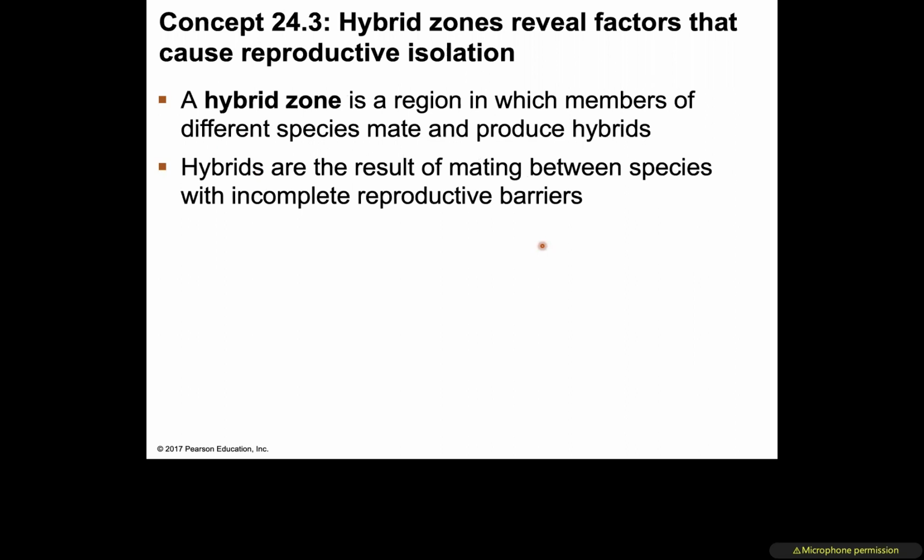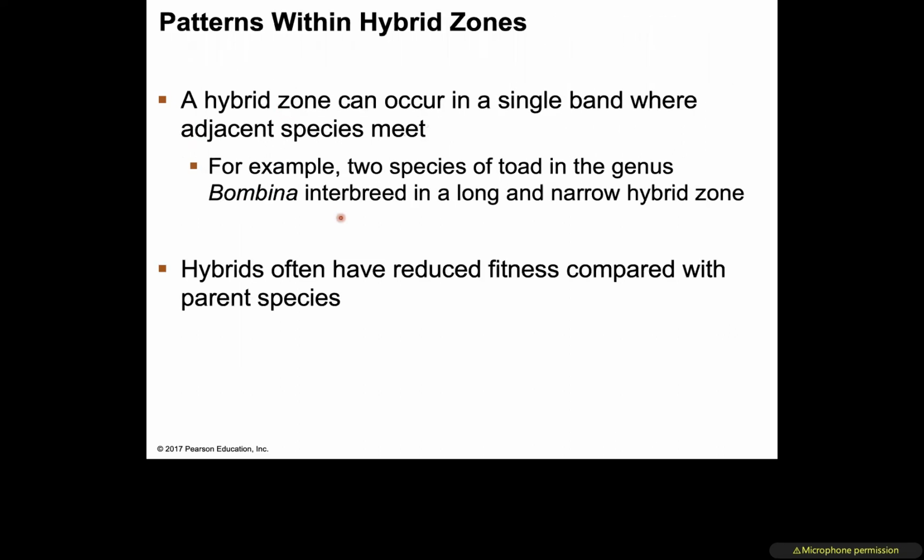So the next thing to look at is hybrid zones. Your hybrid zones are going to reveal factors that cause reproductive isolation. A hybrid zone is an area where members of different species can mate and produce hybrids. The hybrids are going to be the result of mating between species with incomplete reproductive barriers, meaning they don't quite have the barrier, but are they a different species is the question. So a hybrid zone can occur in a single band where different species meet, where they could actually have crossover in their niches and meet.